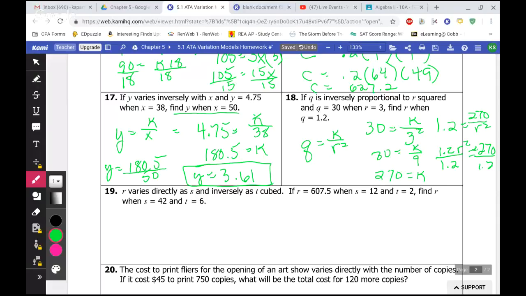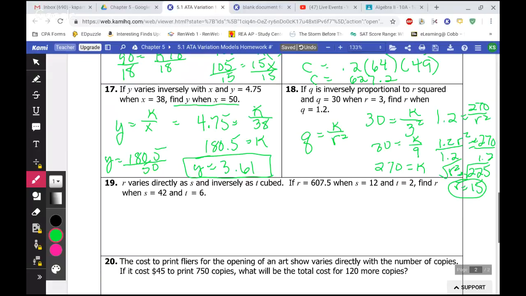Okay. So we have 270 divided by 1.2. R squared equals 225. And the square root of 225 is 15, because you would have to take the square root of both sides. Does that make sense? Yeah. Okay.